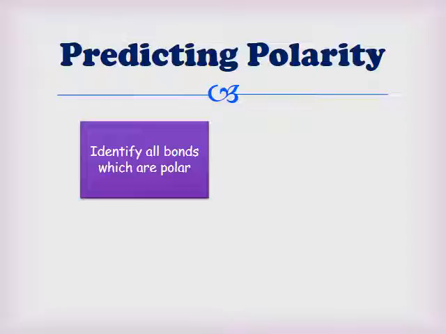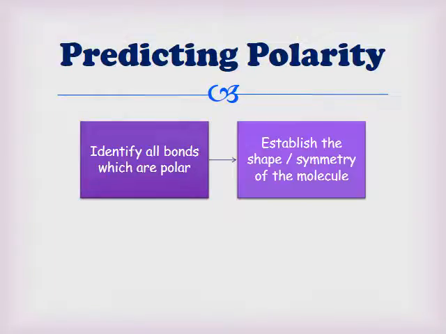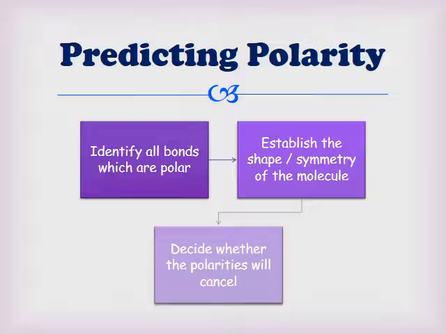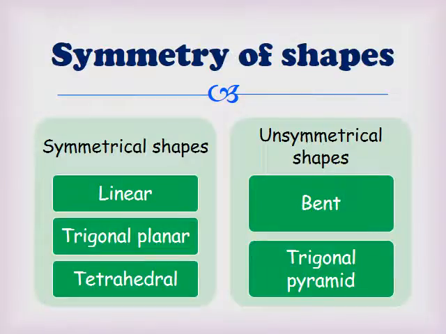However, to determine this for other molecules, you have to identify all bonds which are polar. You have to establish whether the shape is symmetrical, because by and large, if it's symmetrical, it's going to be non-polar because the dipole moments will be cancelling out, and decide whether the polarities will cancel.